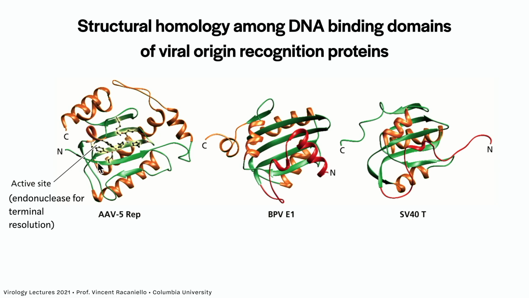Now, the AAV protein, the Rep6878, has an extra feature. It has a cleft here, which is the active site of the endonuclease, which is needed to nick the DNA to provide a primer and so that you can eventually separate the strands, which is what terminal resolution is.